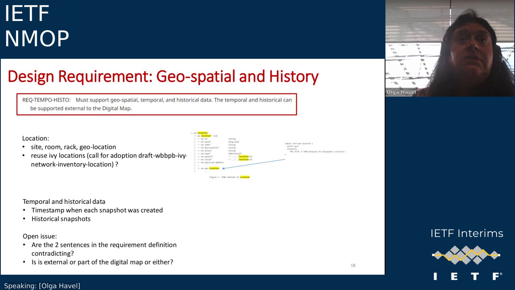For temporal and historical, there were requirements: get me the current, but the operator also had requirements, get me historical topologies. In that case, we do need a timestamp for each snapshot and historical snapshots as well. Then we had two sentences, but I think these two sentences were probably added by different authors. The first one is must support this, and the second one is can be supported external to the digital map. Or maybe it was edited by the same author at a different time. Now when I read it, it's a little bit confusing, so maybe we could improve it.